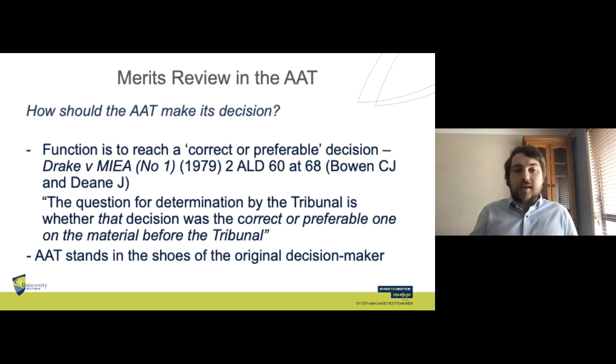So how does the AAT make its decision? How does it decide when it should accept the decision or when it should vary it or set it aside and make a new decision? And really the function of the AAT is to try and reach the correct and preferable decision. And that comes to us from Drake and the Minister for Immigration and Ethnic Affairs. Chief Justice Bowen and Justice Dean said that the question for determination by the tribunal is whether that decision was the correct or preferable one on the material before the tribunal. So material before the tribunal, not material before the original decision maker.